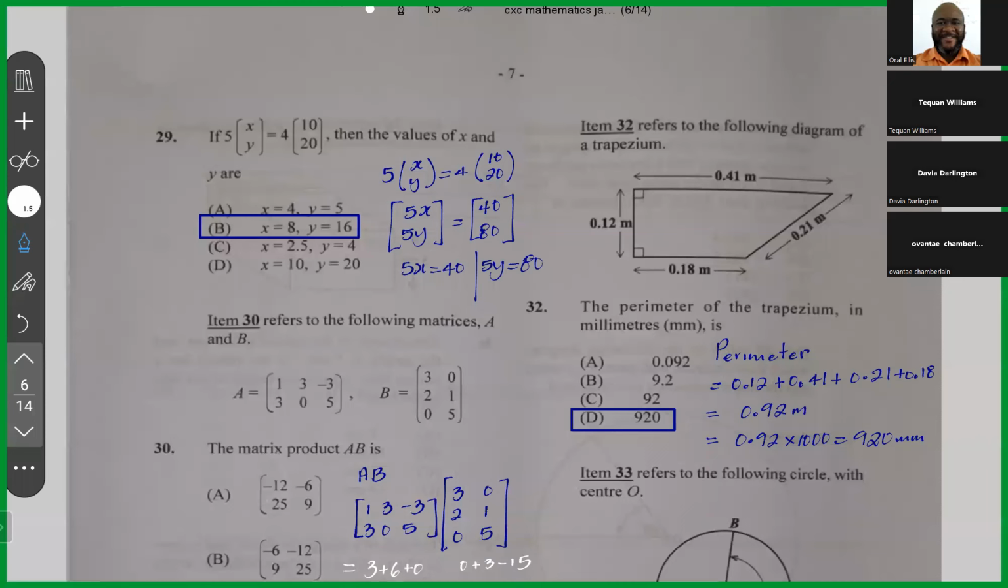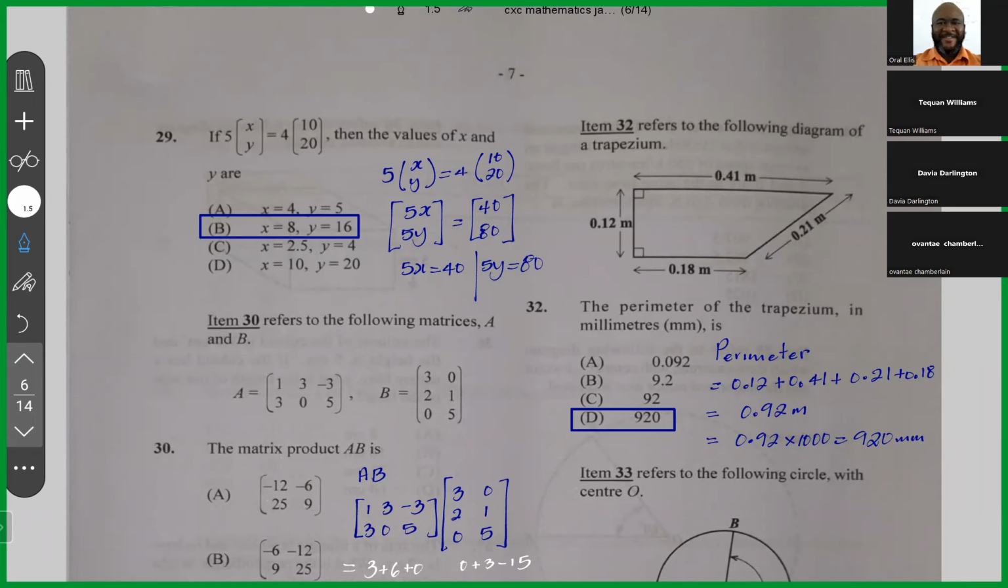29 is easy. It has to do with equal matrices. We have 5 times the matrix x, y is equal to 4 times the matrix 10, 20. You multiply the matrix on the left by 5, multiply the matrix on the right by 4. Now we have 2 equal matrices. Now when 2 matrices are equal, corresponding elements are equal. The word corresponding means in the same position.